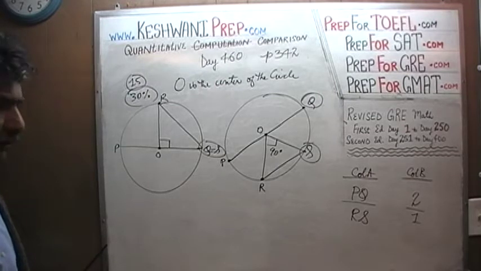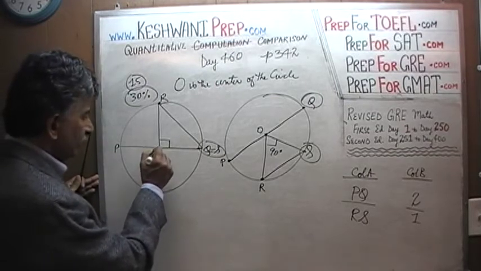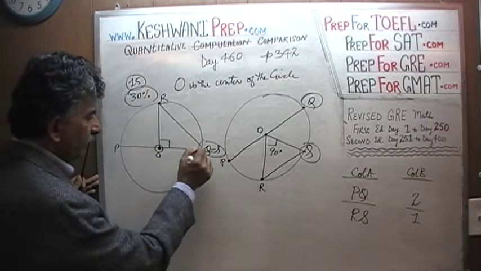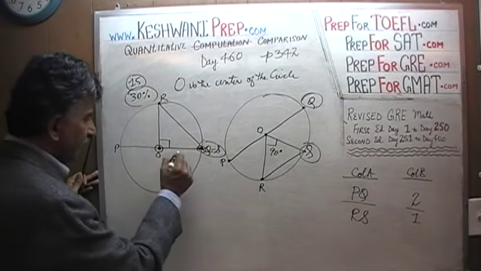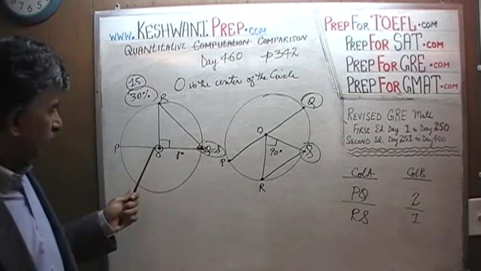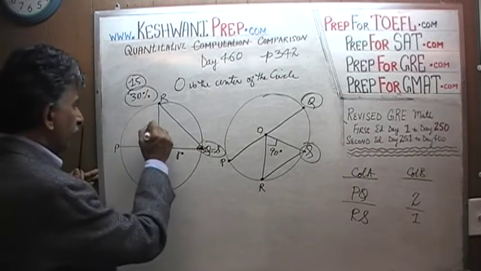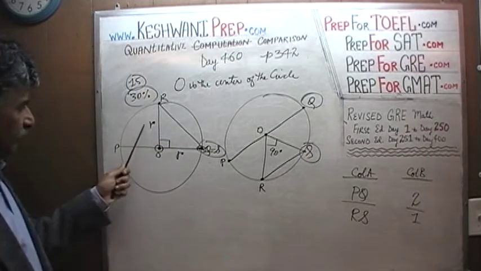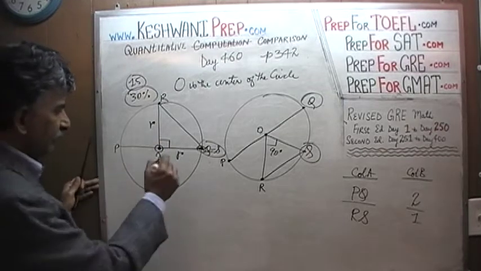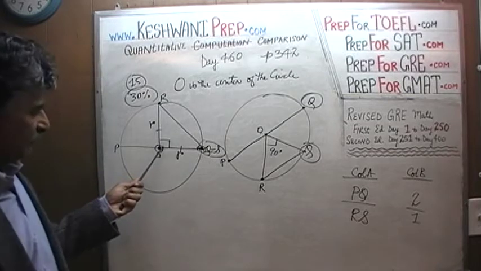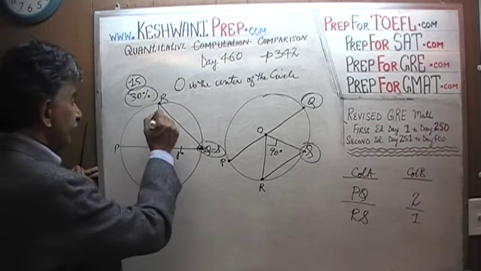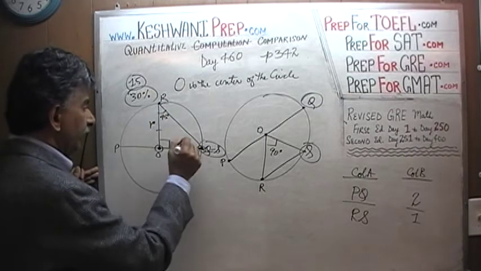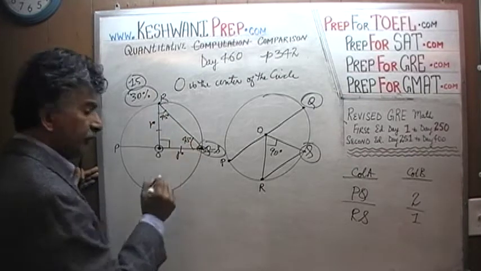As you know, this is the center. We are told that this is the center. So from here to here, from O to Q or O to S, doesn't matter what you call it, is the radius. Similarly, O to R is also a radius. And since this is radius and this is radius, obviously these two sides are equal. And since this is 90 degrees, and these two sides are equal because they are radii, this angle has to be 45, and this angle has to be 45. Are you with me so far?